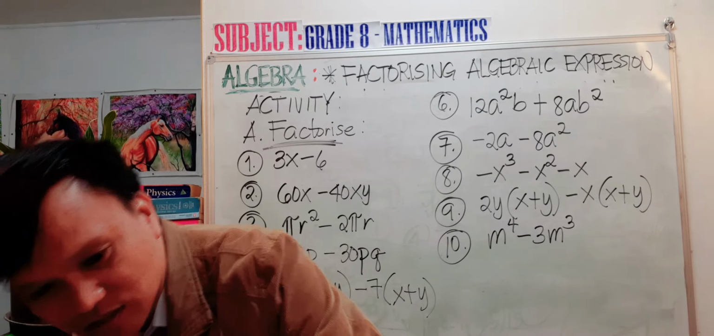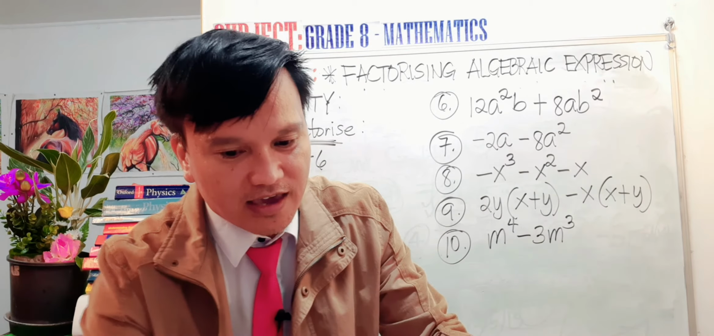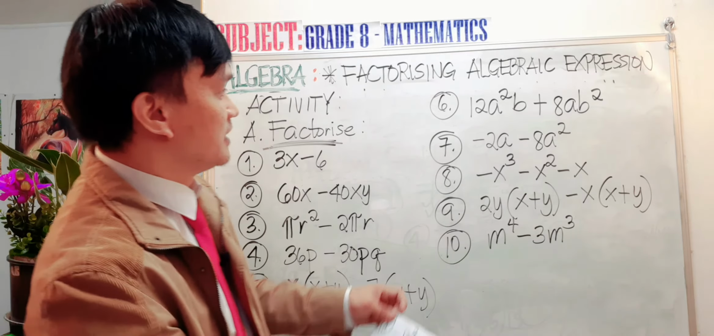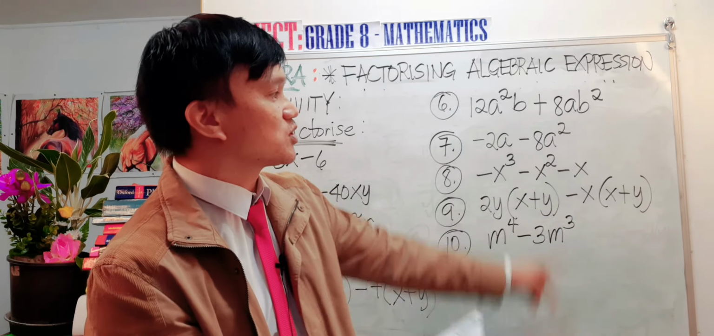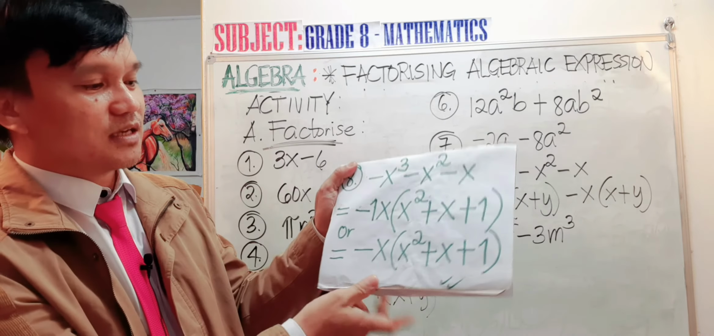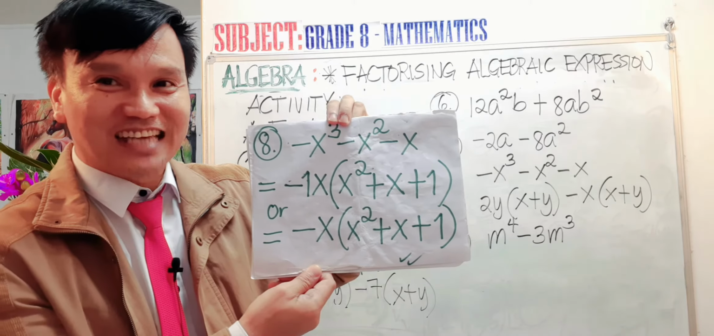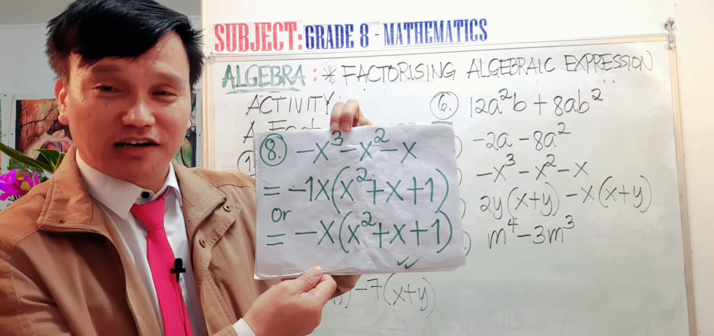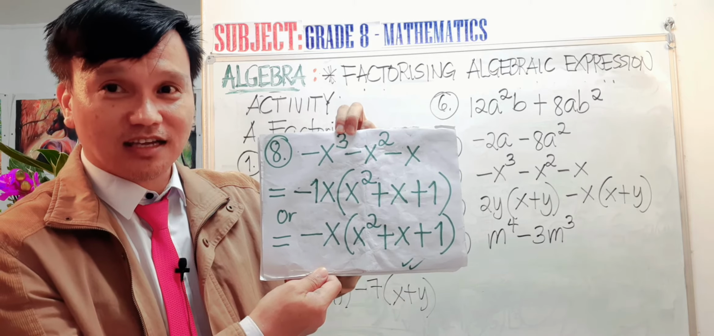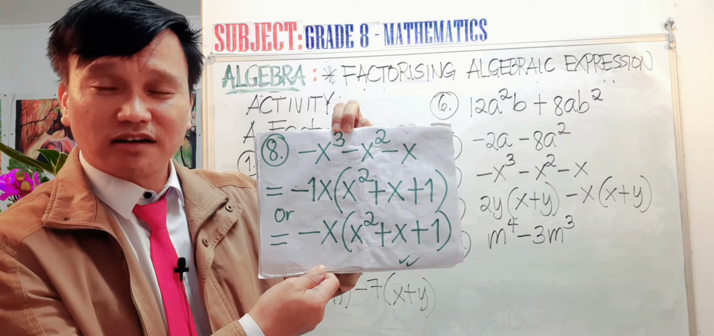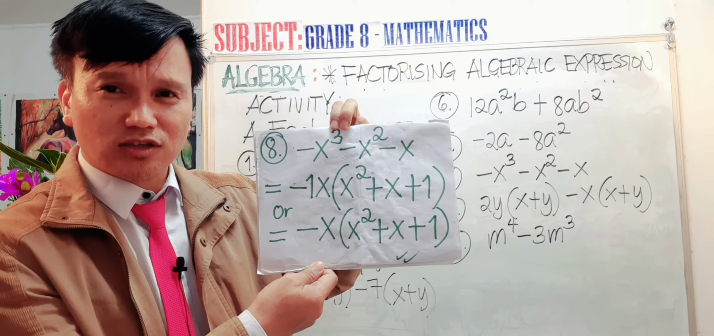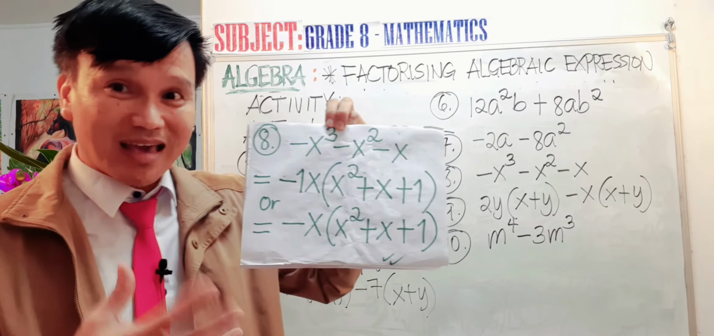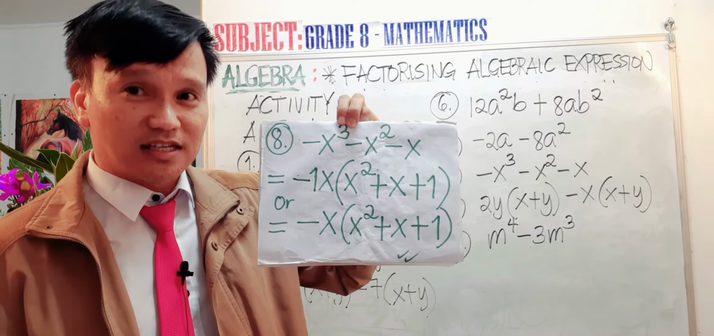Next one is question number 8. This is our question number 8: negative x cubed minus x squared minus x. So this is the working out and the final and correct answer. Check your work if you are in grade 7, 8, 9, 10, 11, or 12. Watch this video, because this is part of your revision of the basics of factorizing algebraic expressions.